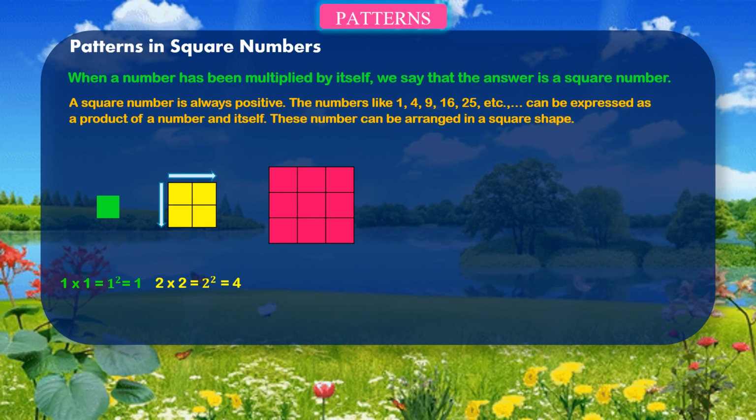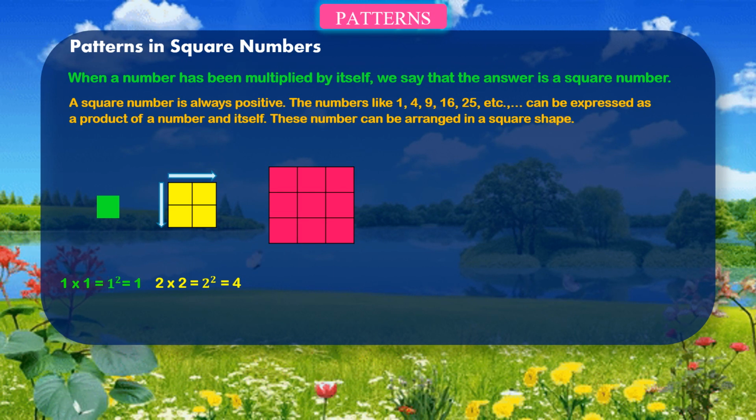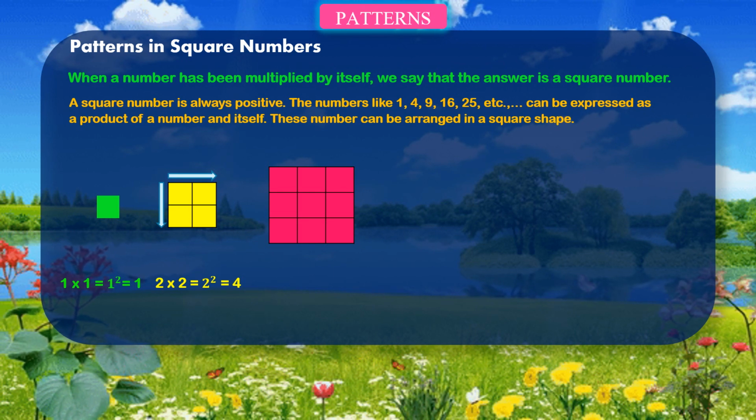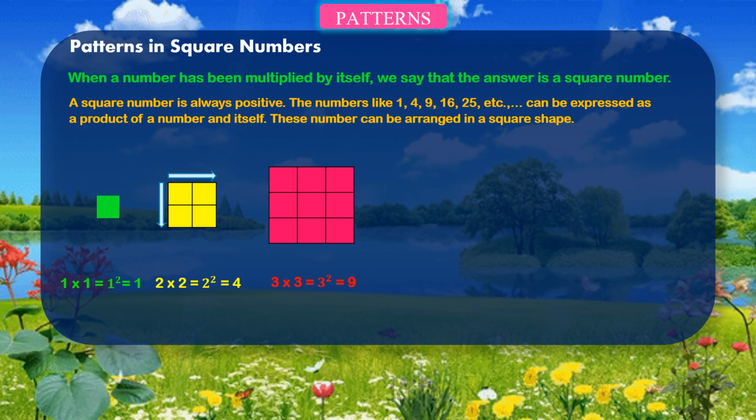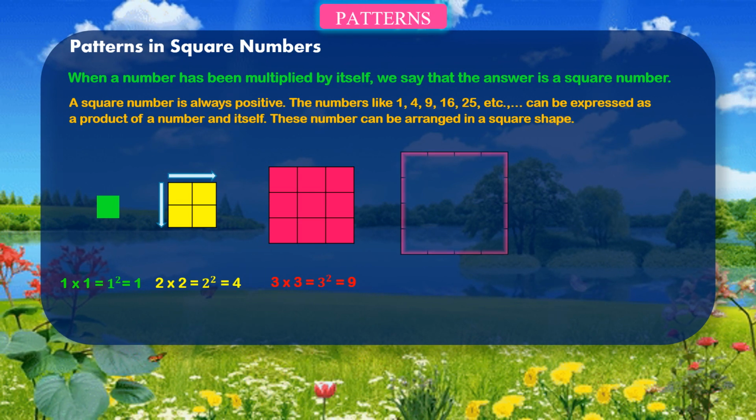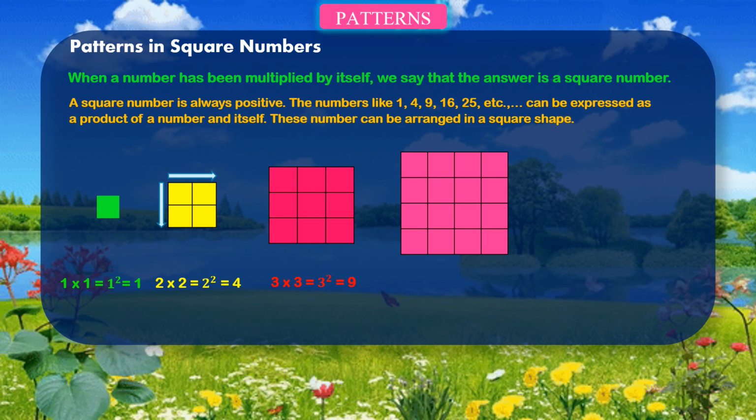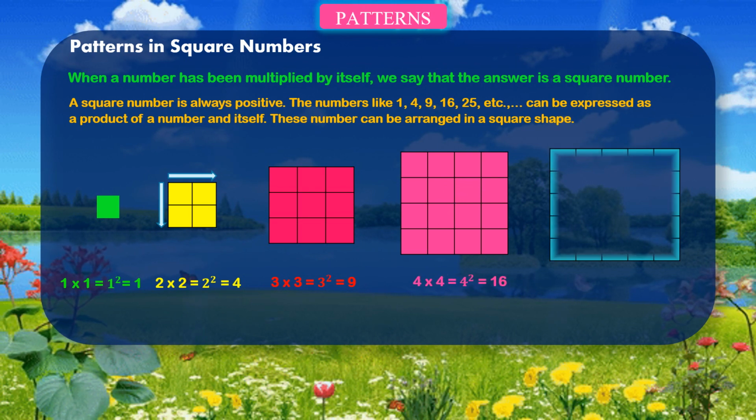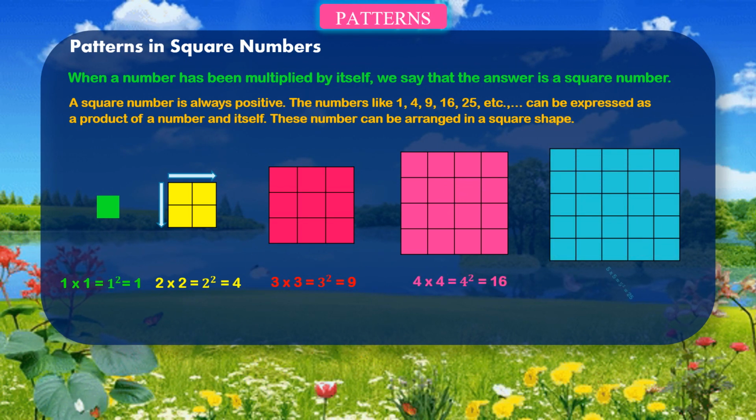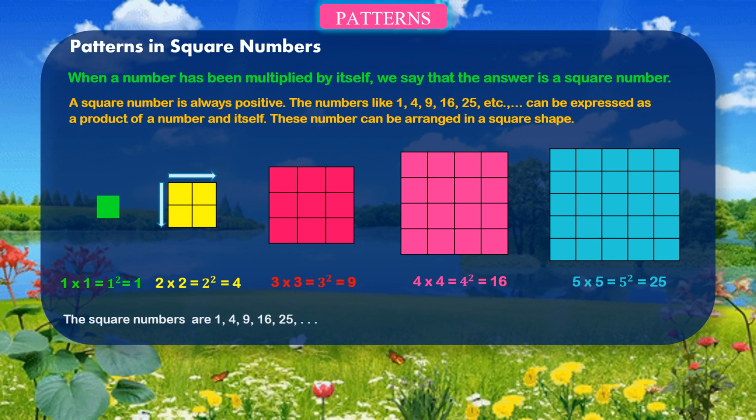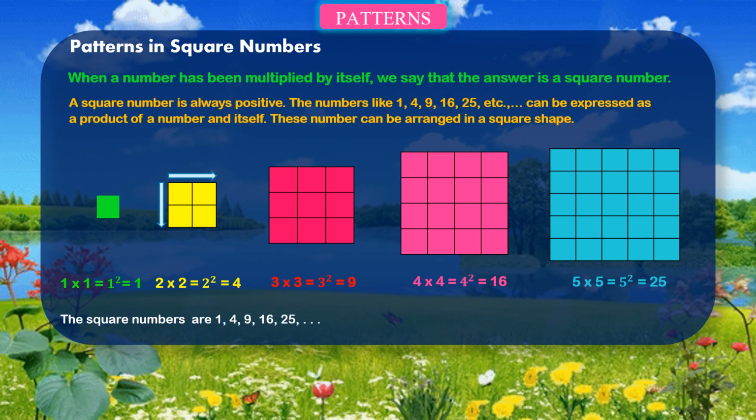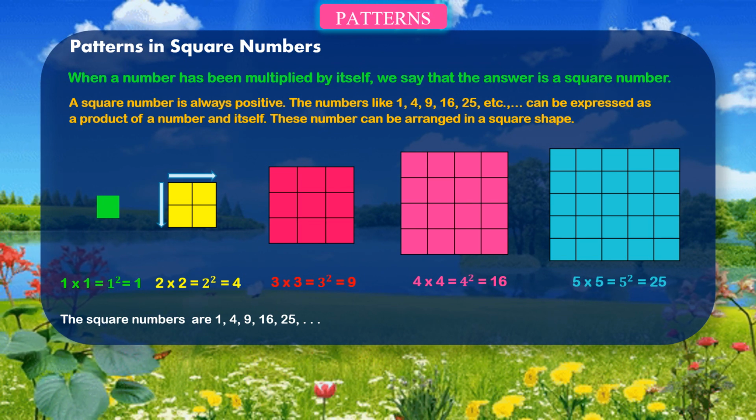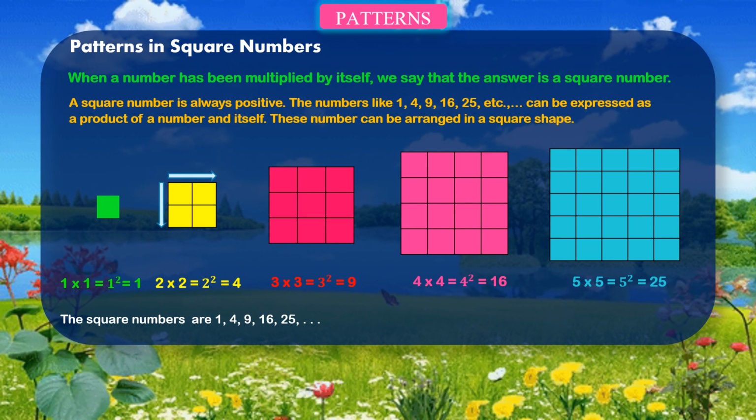Children, tell me how to write this number? Yes, 3 multiply 3 is equal to 3 square. That is 9. We have to write the next two numbers also the same way. The square numbers are 1, 4, 9, 16, 25. And the series goes on.